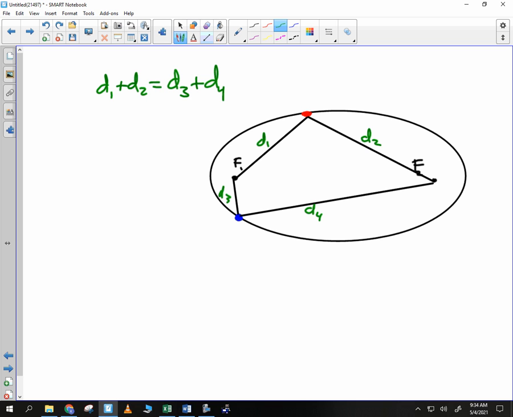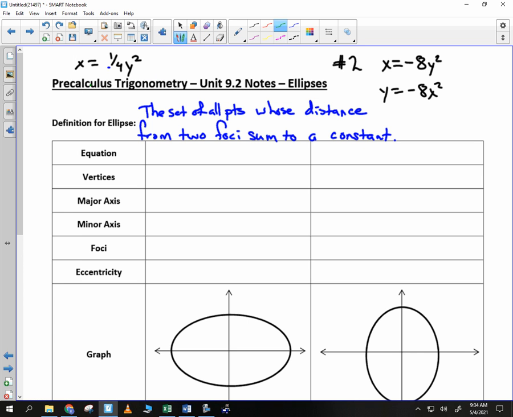Again, you don't have to remember any of that, but I want you to understand what the definition means. Their distance from the two foci sum to the same. That's what it means. We can actually prove it, but we're not going to take that time.